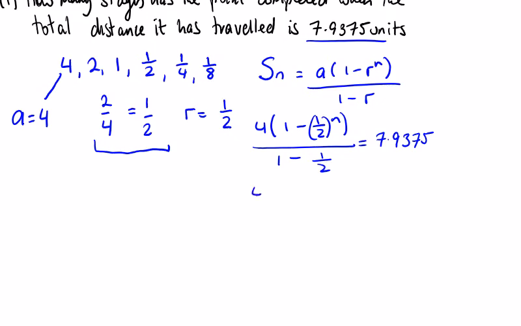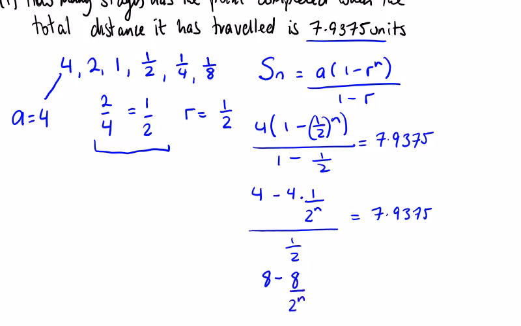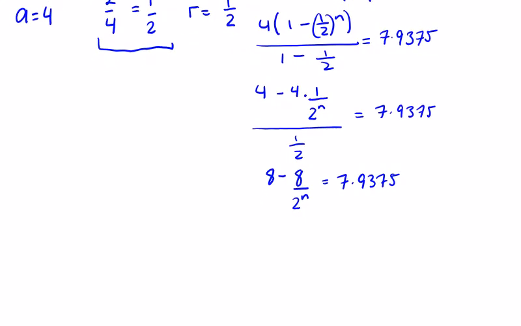So let's remove the bracket first. 4 times 1 minus 4 times 1 over 2 to the power of n. Well, 1 to the power of n is 1, so 1 over 2 to the power of n, divided by a half, is equal to 7.9375. So we divide a half into both of these, we're going to get 8 minus 8 over 2 to the power of n equals 7.9375. So if I bring the 8 over 2 to the power of n to the right and bring the 7.9375 to the left and take it away from 8, that's going to give me 0.0625.